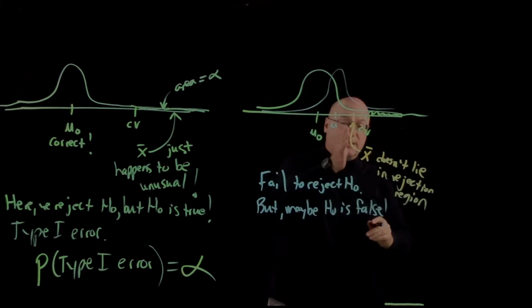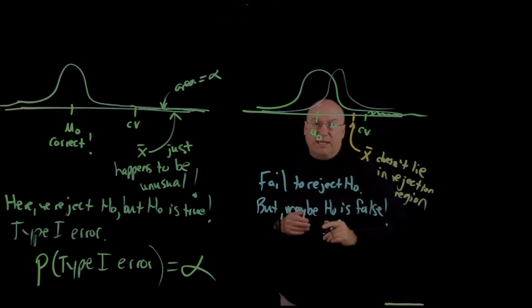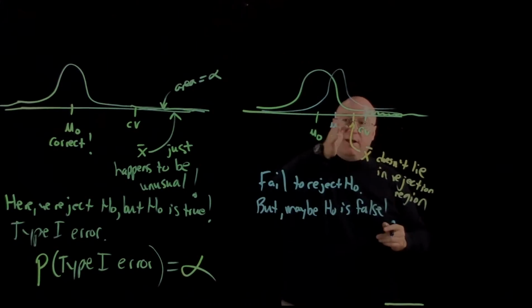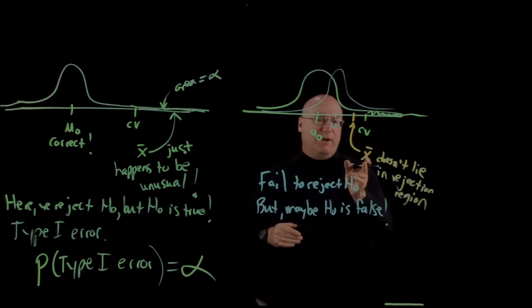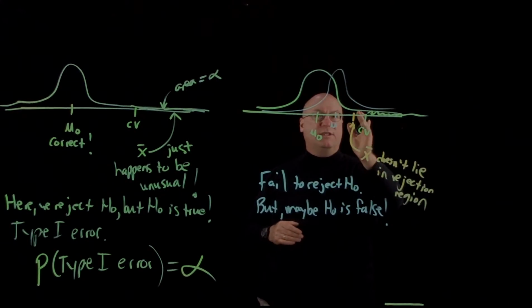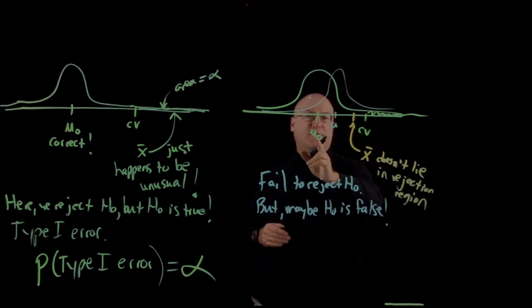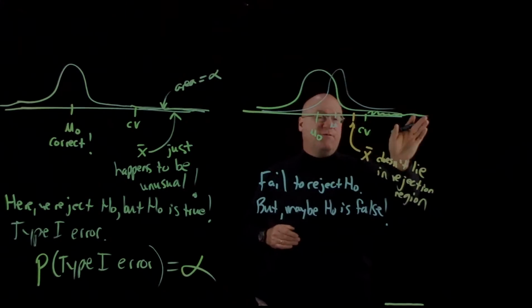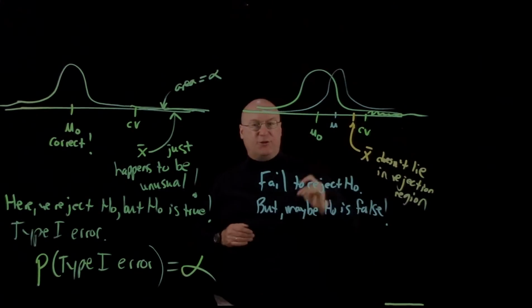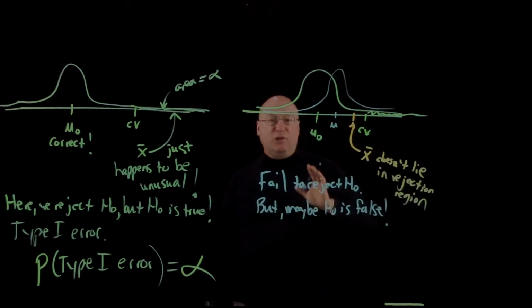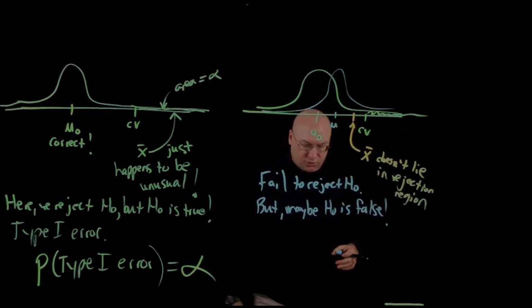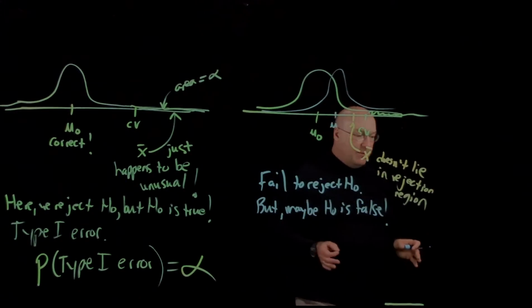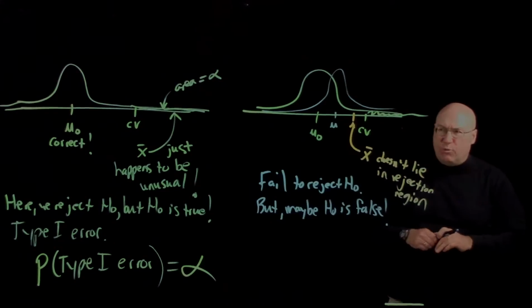So it really is the case that the mean is actually, in this case, bigger than what the null hypothesis says. But it just so happened that the value of X bar we got was tucked in close enough to mu naught that it didn't fall in the rejection region, so we failed to reject it when in fact we should have, because the mean is actually different than that, right? The alternative hypothesis is true.